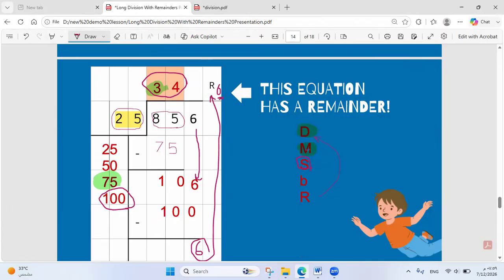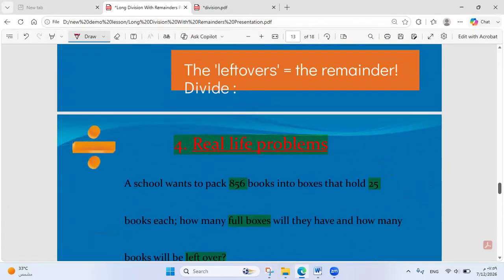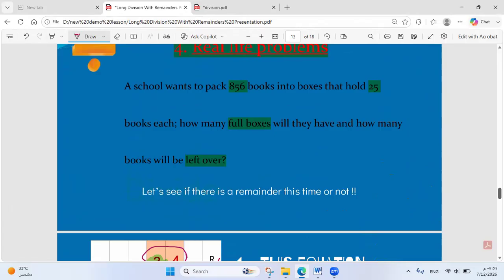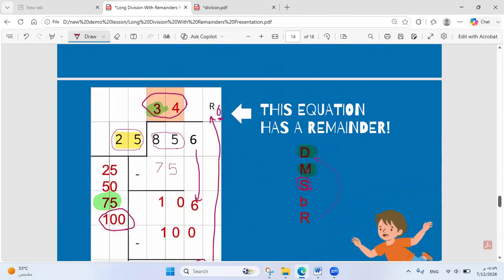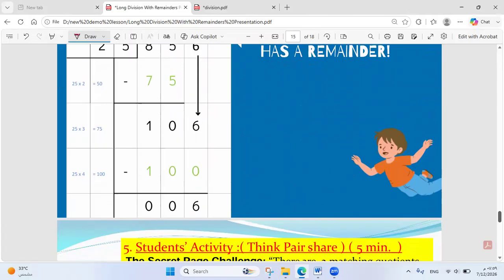If we return to our question, the answer will be 34 boxes, and there are 6 boxes left over. Okay, that's about this question.